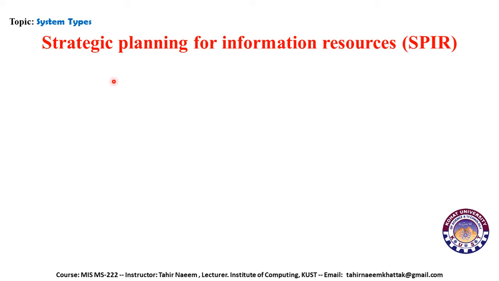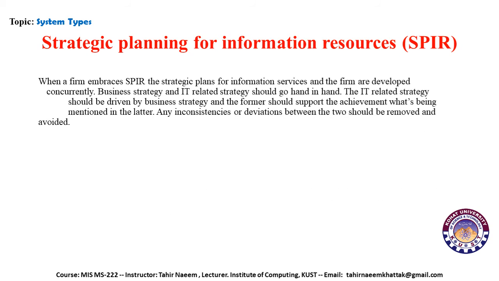Next we will discuss strategic planning for information resources. When a firm embraces strategic planning for information resources, the strategic plans for information services and the firm are developed concurrently. Business strategy and IT-related strategy should go hand in hand. The IT-related strategy should be driven by business strategy, and any inconsistency or deviation between the two should be removed and avoided.